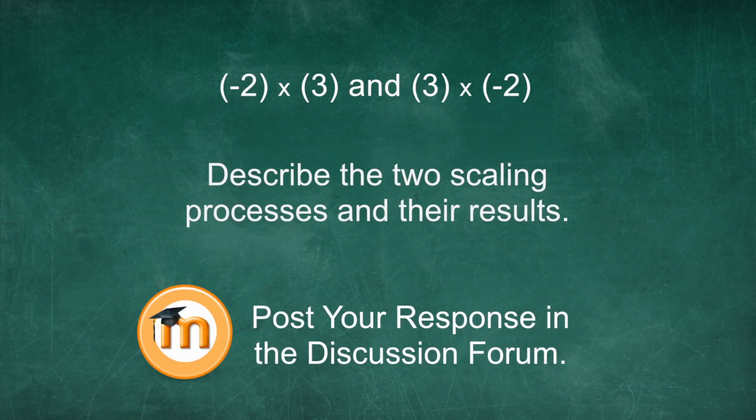More concretely, look at the products -2 times 3 and 3 times -2, and interpret them in two different ways. First, treat 3 as the length and -2 as the scaling factor. Then treat -2 as the length and 3 as the scaling factor. In the online discussion forum, describe these two processes and their results.